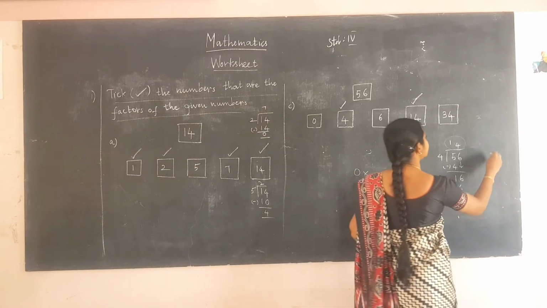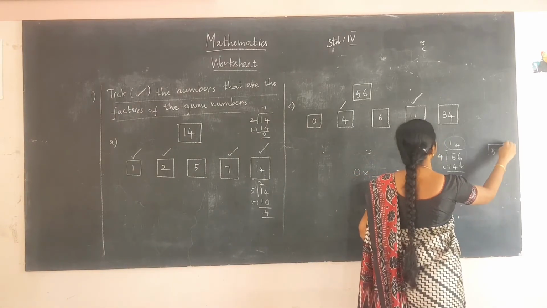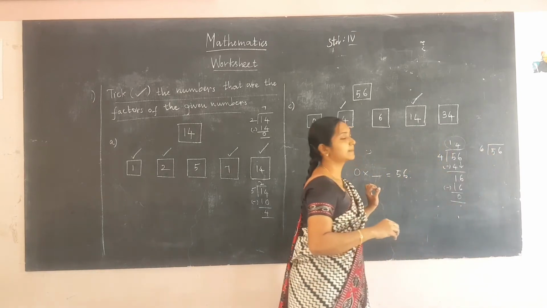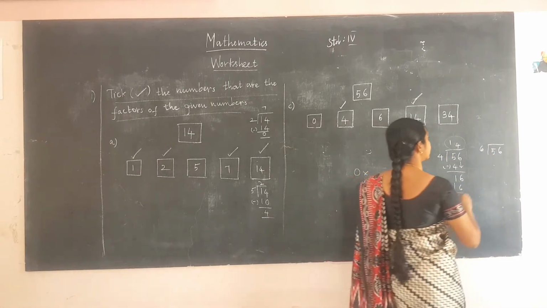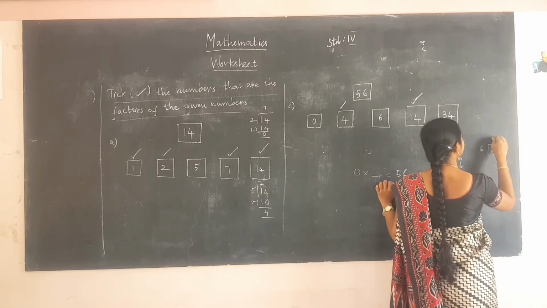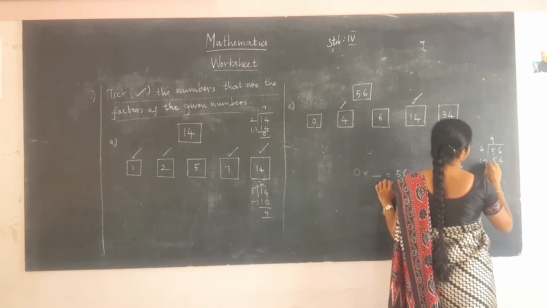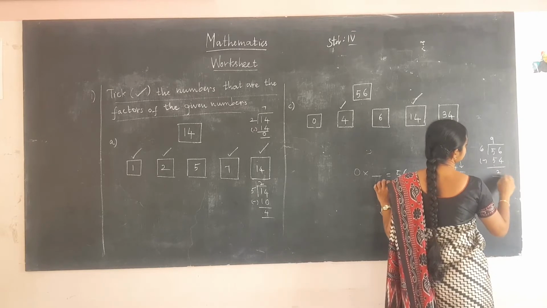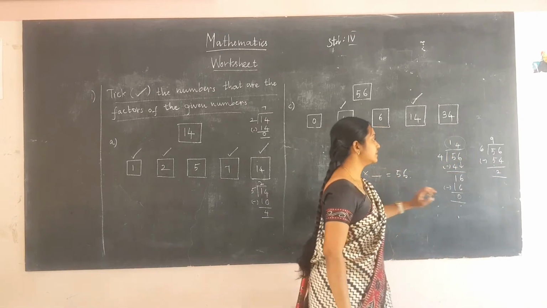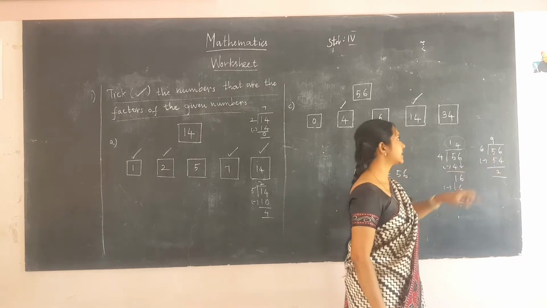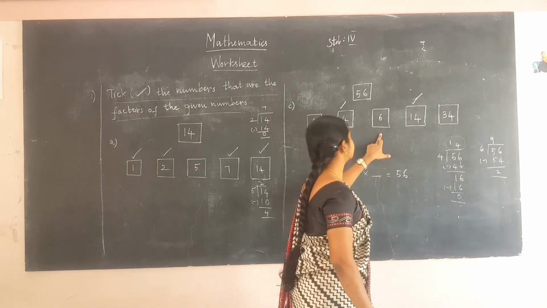Next, divide 56 by 6. 9 6s are 54. 56 minus 54 is 2. We have a remainder. So 6 does not divide 56 exactly. So 6 is not a factor.